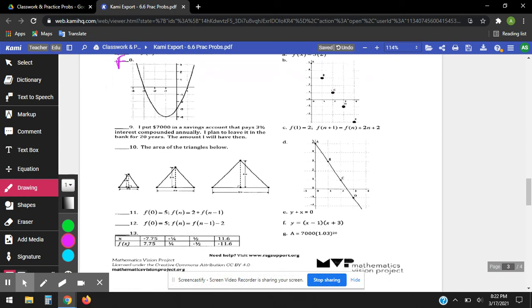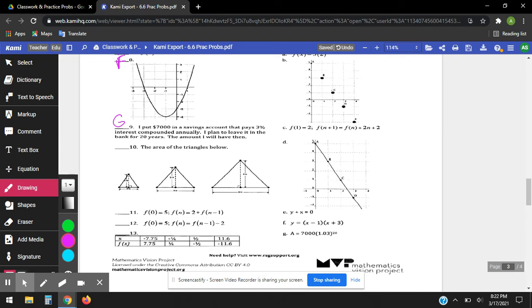All right, 9. I put 7,000 in a savings account that pays 3% interest compounded annually. I plan to leave it in the bank for 20 years. The amount I will have then. Well, in looking at my various equations, here I see a 7,000. That looks like it's a 1.03, which is what I'd want to do for 20 years. So I think this one is G.